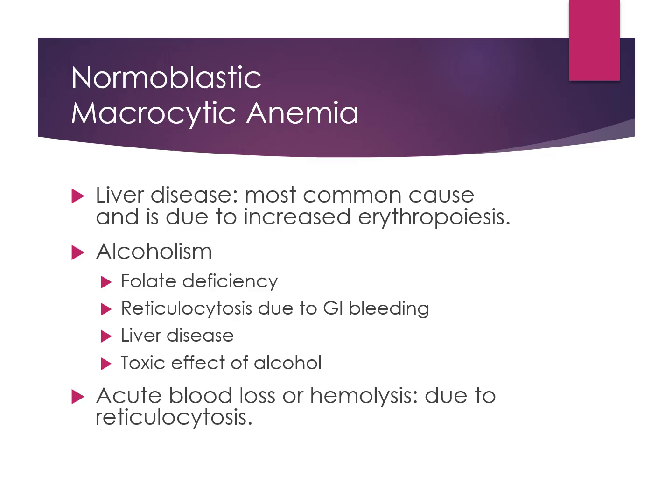They're totally normal in terms of production, totally normal in terms of their nuclear maturation, etc. But because of either liver disease or alcoholism, which is often highly associated with liver disease, or acute blood loss, or rapid cell breakdown, our body's going to compensate by releasing more of these reticulocytes, leading to a reticulocytosis.